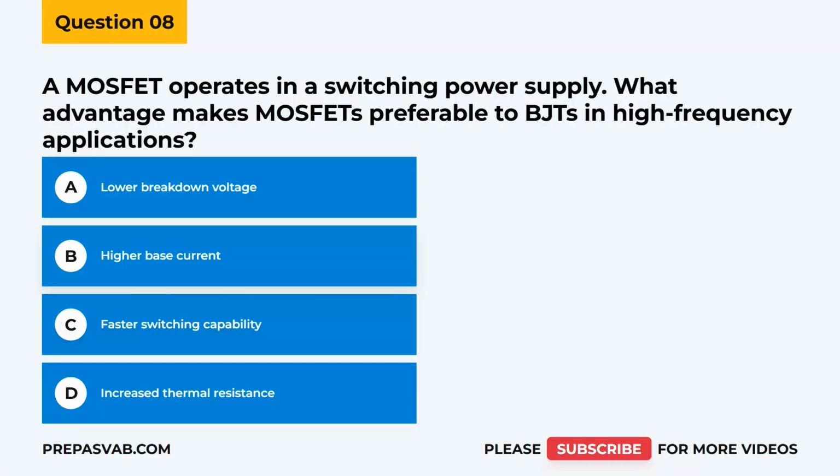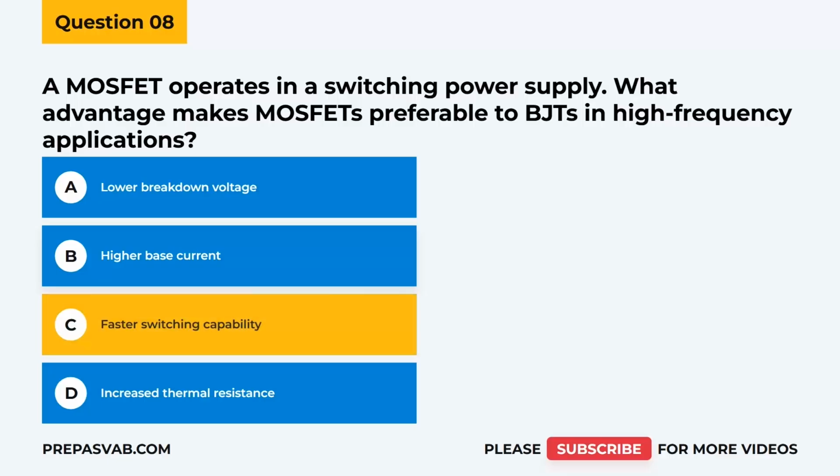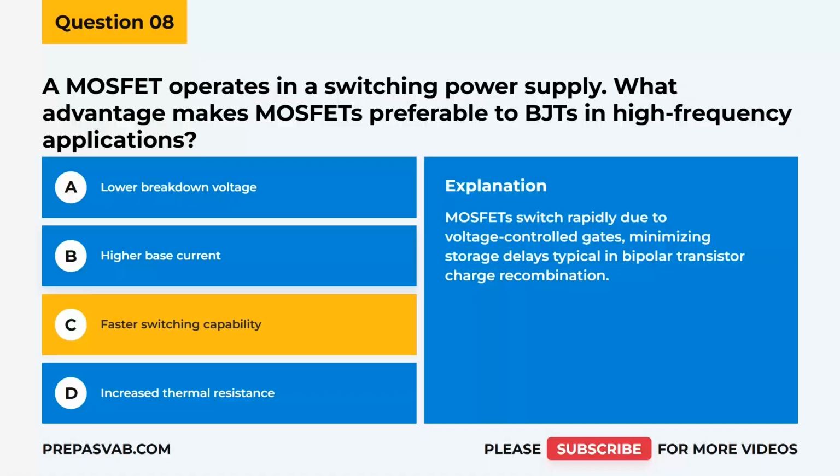Question 8. A MOSFET operates in a switching power supply. What advantage makes MOSFETs preferable to BJTs in high-frequency applications? A. Lower breakdown voltage. B. Higher base current. C. Faster switching capability. D. Increased thermal resistance. The correct answer is C. Faster switching capability. MOSFETs switch rapidly due to voltage-controlled gates, minimizing storage delays typical in bipolar transistor charge recombination.